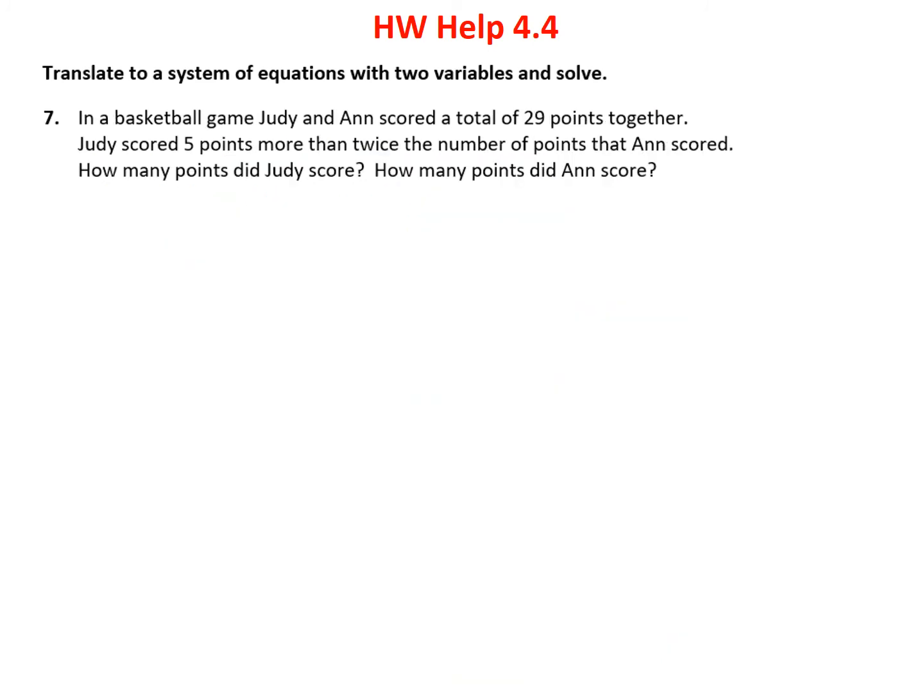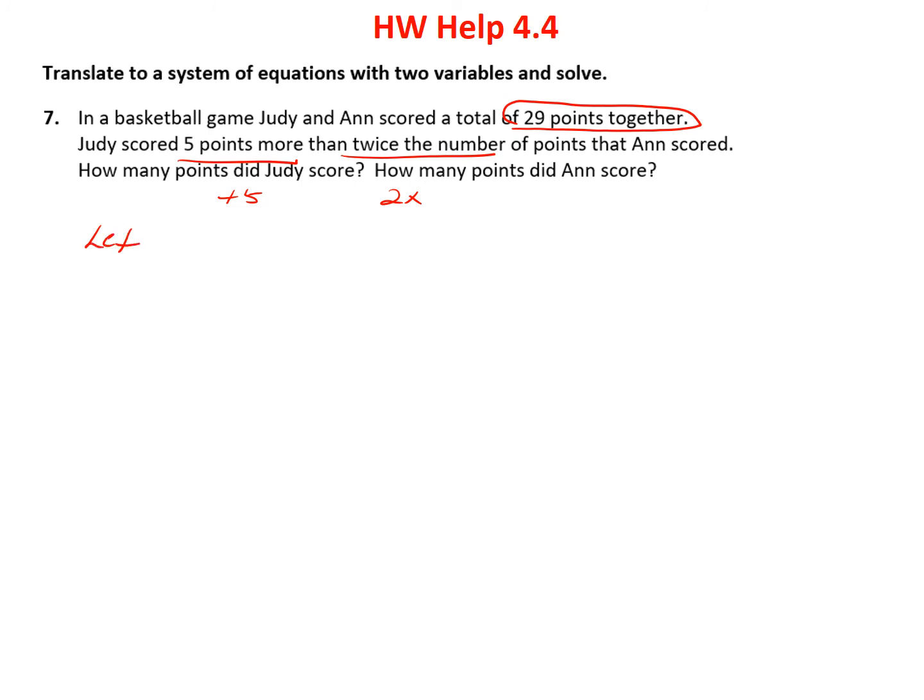Problem 7 is similar to problem 6 in that we have Judy and Ann playing basketball, and they both score 29 points together. However, we have a relationship that says that Judy scores 5 points more than twice the number of points that Ann did. So notice 5 more is going to be plus 5, and 2 times is going to be 2 times whatever she scores. So let's set up our variables first.